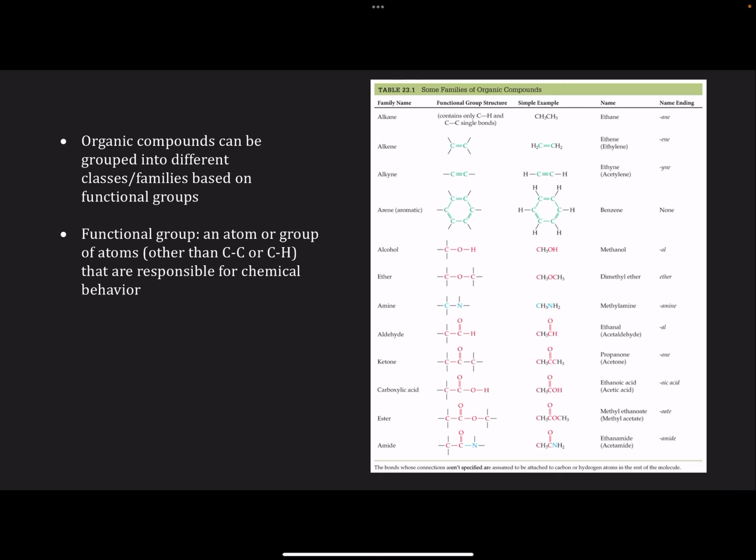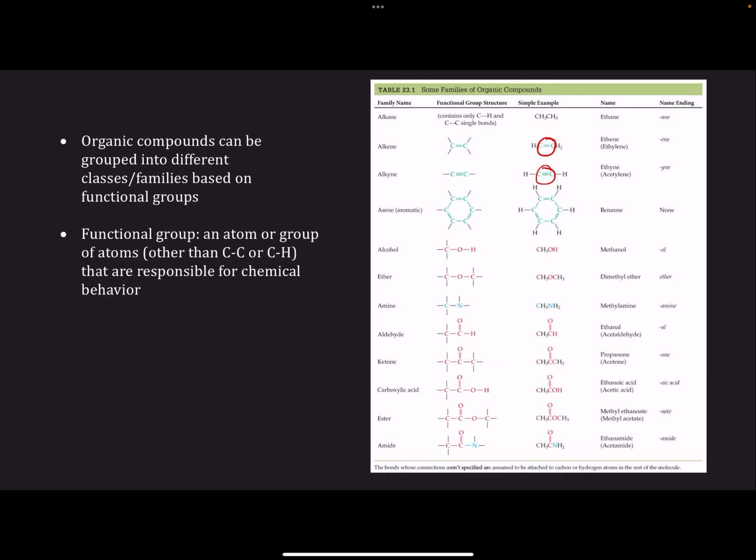This table here is slightly different from the one in your book, but it's containing the same materials. Some common families we have are alkanes. Alkanes don't have a functional group. They just have the carbon-carbon single bonds and carbon-hydrogen single bonds. Alkenes are going to have a double bond between carbons. Alkynes will have a triple bond.